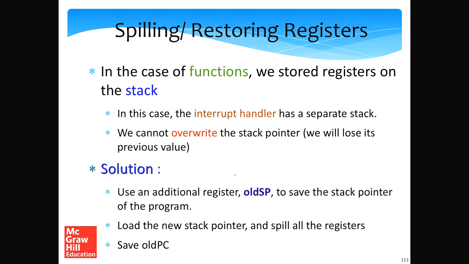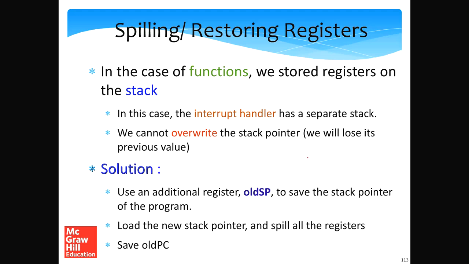Now let's take a look at registers. We had three parts of the state that we needed to store. The PC is taken care of. The registers we have to store and restore, the set of all 16 registers, and the flags register is the third. In the case of functions, we used to store registers on the stack, so we used to do spilling. In this case, the interrupt handler has to have a separate stack. It can't be the same stack, because we'll have to update the stack pointer. So what will happen to the old value of the stack pointer? We cannot overwrite the stack pointer, or we'll lose its previous value.